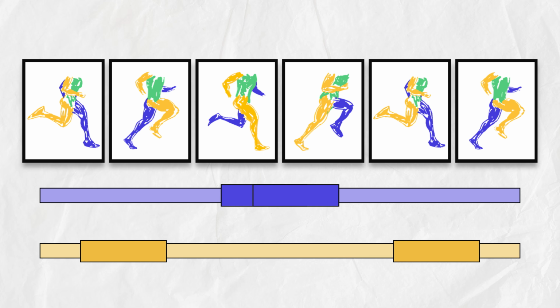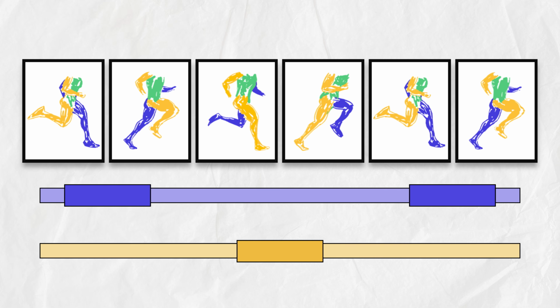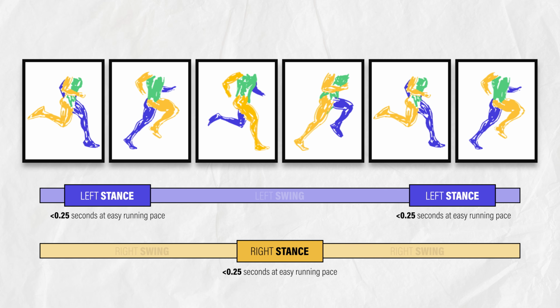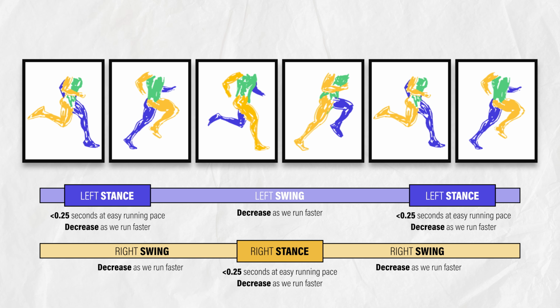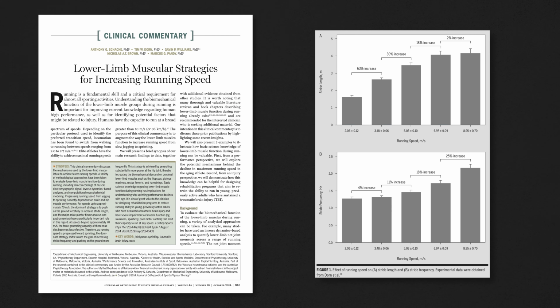Continuing with other relevant biomechanics, each limb has a stance phase and a swing phase during running. The stance phase is typically less than 1/4 of a second at an easy running pace and will decrease as we run faster. The swing phase will also decrease as we run faster, as the entire cycle shortens. A study in 2014 found that as running speed initially increases, the main strategy to support this is to increase step length. As we approach higher speeds, above 15 miles per hour in that study, the primary strategy becomes increasing running cadence.